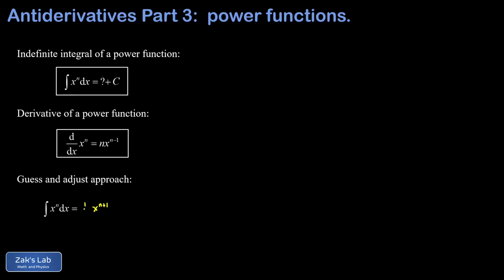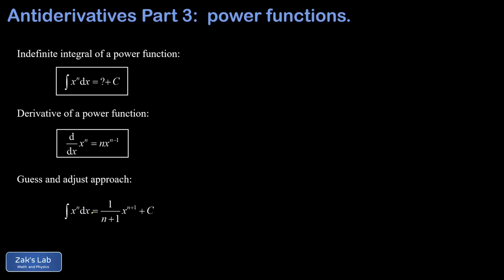All we have to do is put that constant out in front in the denominator as a 1 over n plus 1. Now when we differentiate this thing, the n plus 1s are going to cancel and I'll be left with just the x to the n. And of course, we don't want to forget our plus c. So there's our basic formula for using the power rule backwards. In other words, getting an indefinite integral of a power function. You add 1 to the exponent and then divide by the same resulting number.